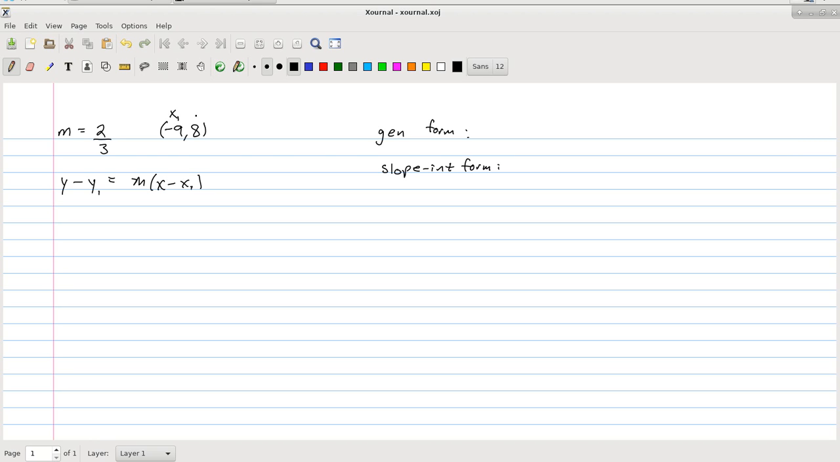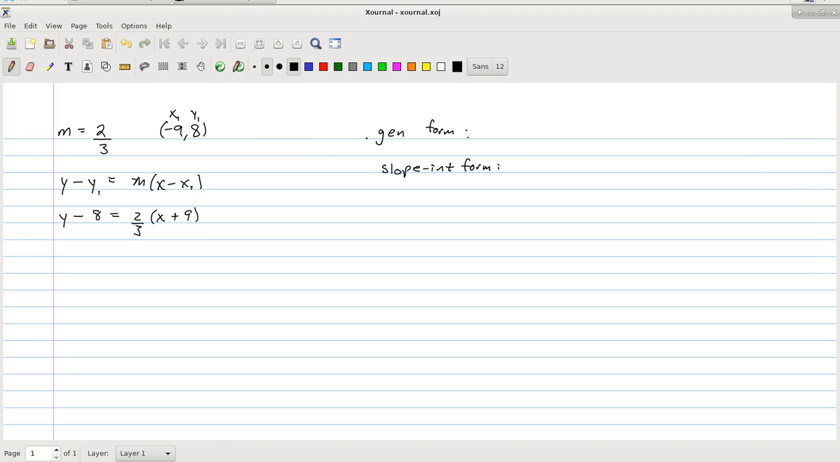So x1 is -9 and y1 is 8. Now that we've identified the pieces, let's plug them in. So this is y minus y1, so y minus 8, equals m, that's 2/3, times x subtract x1. So if we subtract -9, this is the same as adding 9.